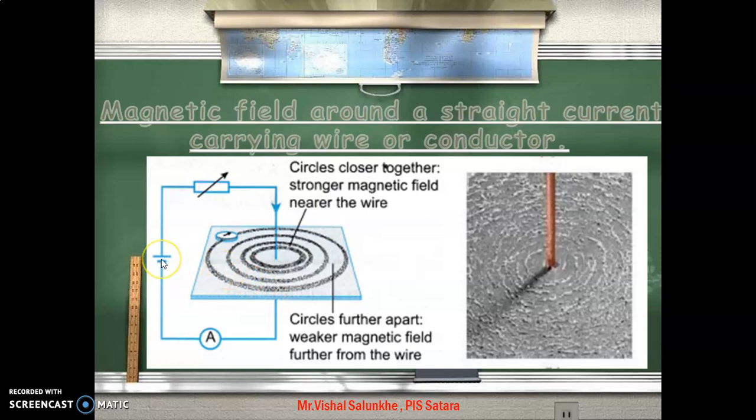Now if you start flowing current through this conducting wire, it is observed that suddenly all the iron filings spread over the card sheet paper align themselves in the form of concentric circles. This indicates that the magnetic field produced around a straight current carrying conductor is in the form of concentric circles with increasing radii.